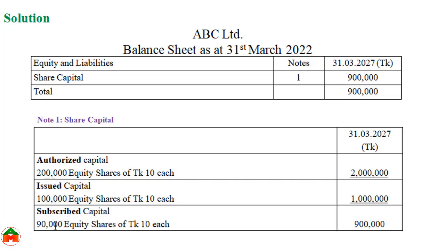You can see out of this 1 lakh equity shares, 90,000 equity shares are subscribed by the investors. Each unit of share has a value of taka 10. That's why the subscribed capital is 9 lakh. In this way, you can represent the subdivision or subcategory of share capital in the notes, and the total amount of share capital is disclosed in the balance sheet. The balance sheet is also known as the statement of financial position.